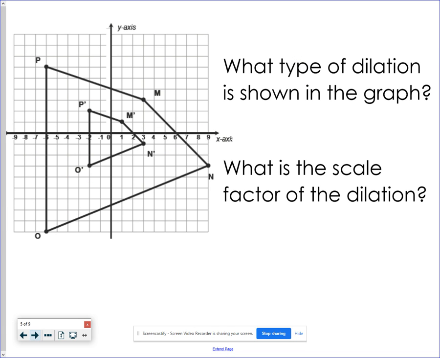In this problem, I want to be able to decide what kind of dilation is graphed on here. And again, the primes are so important on this because that's how I can tell this is my new point P, this is the original point P because of the prime. Because my new shape is smaller, I know this is a reduction.